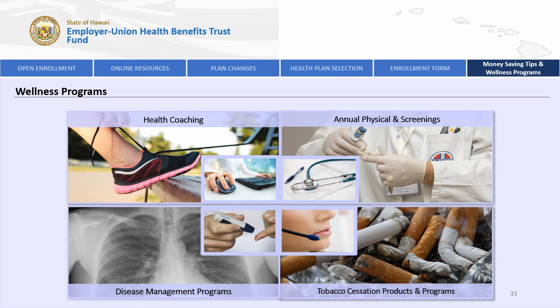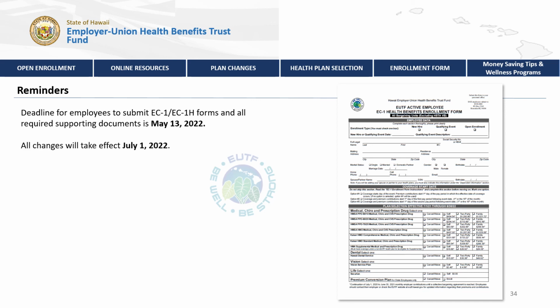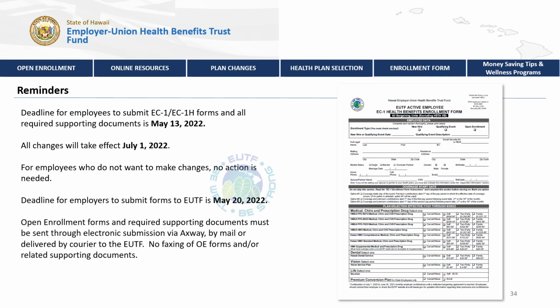Reminders. The deadline for employees to submit EC1 and EC1H forms and all required supporting documents is May 13th, 2022. All changes will take effect July 1st, 2022. For employees who do not want to make changes, no action is needed. Deadline for employers to submit forms to EUTF is May 20th, 2022. Open enrollment forms and required supporting documents must be sent through electronic submission via Axway, by mail, or delivered by courier to the EUTF. No faxing of open enrollment forms and/or related supporting documents.